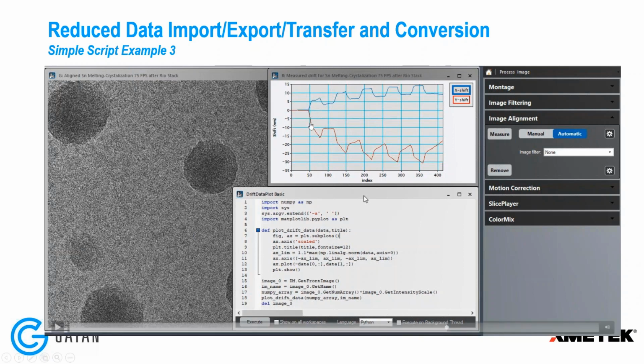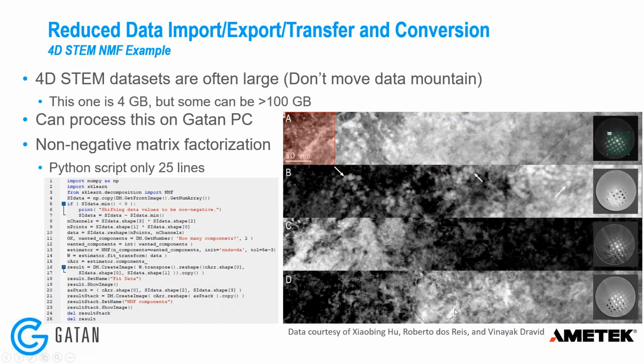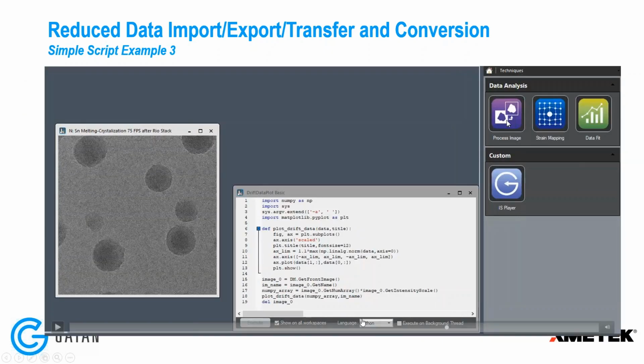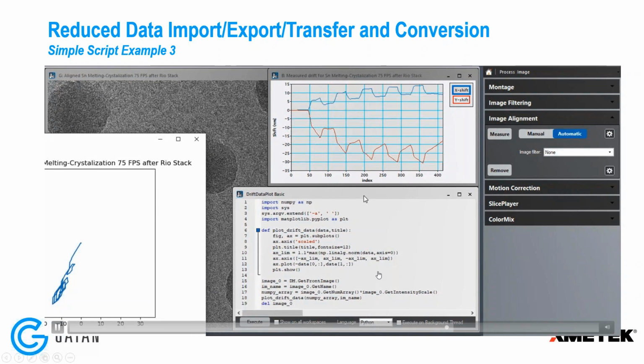But in the drift plot that's created in GMS, I have two different line plots for the X shift and the Y shift. But what I want, and what my Python script is going to give me, is a 2D plot where I see the drift vector as a function of time.